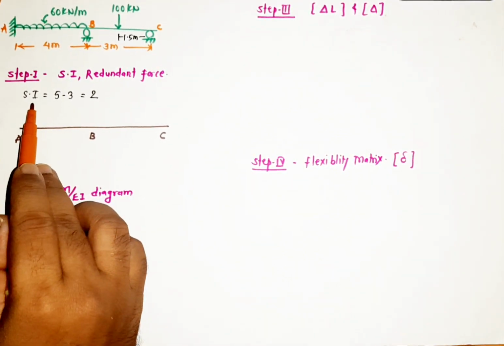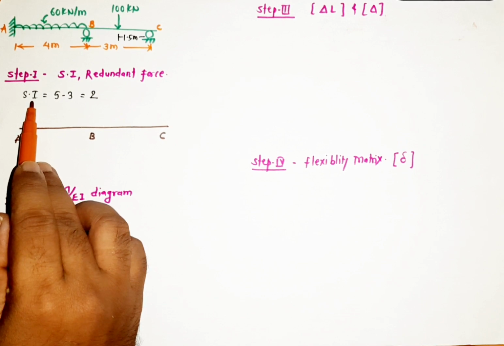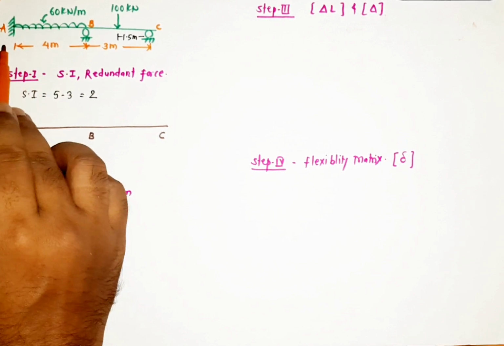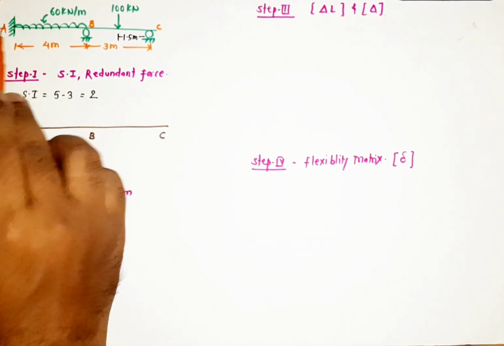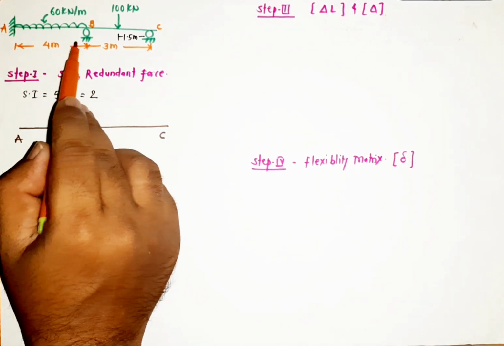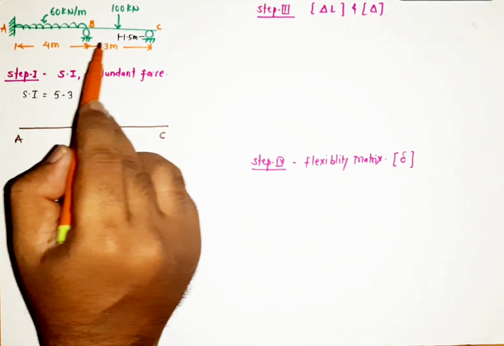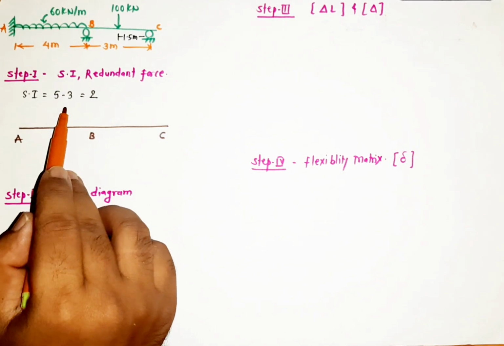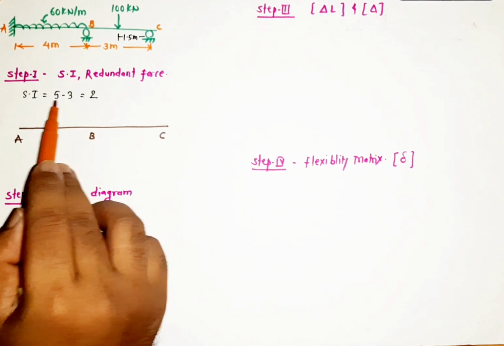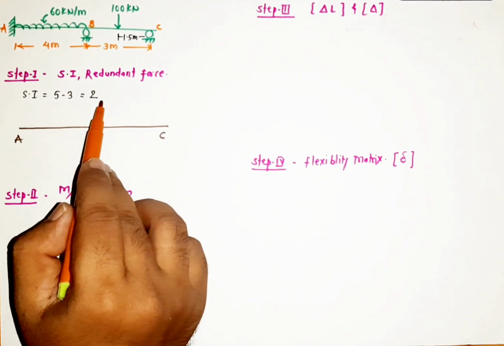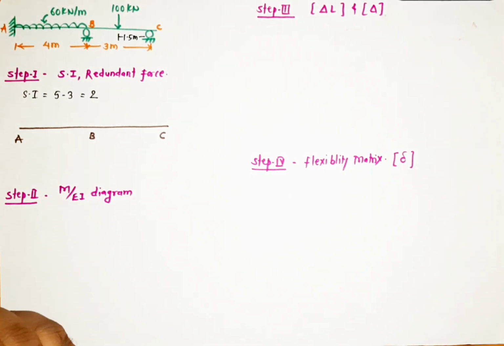So the static indeterminacy is nothing but the unknown forces we want to find out. Here there are three unknown forces for the fixed support, and 1 and 2 for the other supports. So ultimately 5 unknowns, and we have 3 equilibrium equations. So by thumb rule, static indeterminacy is 2. Now we want to identify where the unknown or redundant forces are.